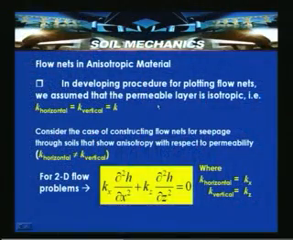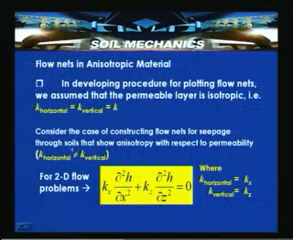So, having discussed the flows in isotropic materials, let us look into the flow in anisotropic material, that is, the flow nets in anisotropic material and how to deal with this. In developing the procedure for plotting flow nets, we assumed that the permeable layer is isotropic. That means K horizontal is equal to K vertical, being two dimensional, which we assumed equal to K. So, that is isotropic as far as permeability is concerned.